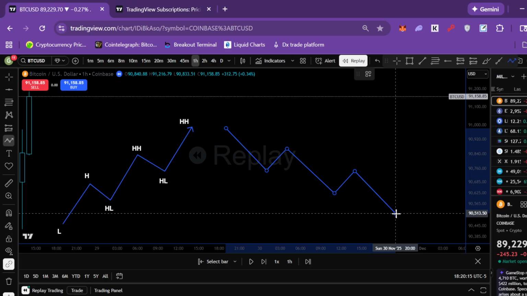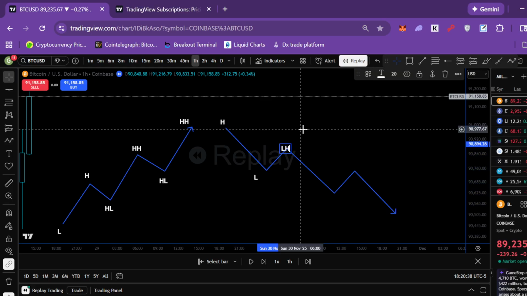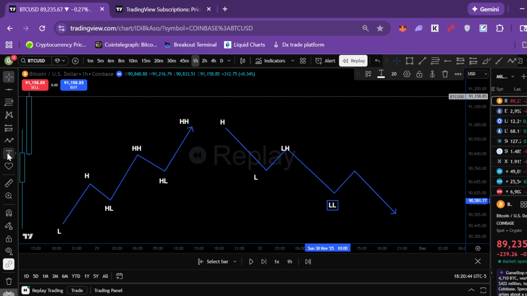And so in this instance, we start off with a high, then we get a low. Then we get a lower high because it's lower than the previous high, and a lower low. Lower high, lower low.